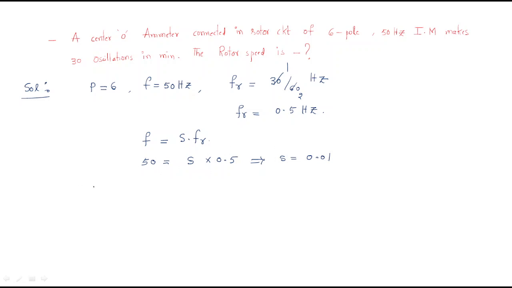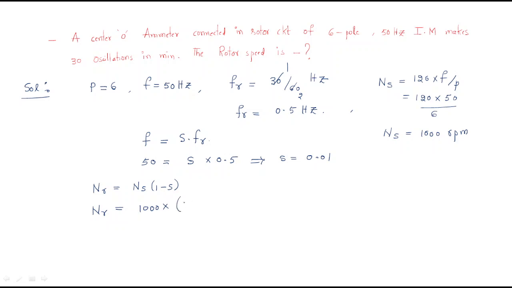So by using this we can write the speed value, Nr equal to Ns into (1 minus s). We don't know the synchronous speed. Ns is 120 f by P. Here f is the supply frequency, 50, by the number of poles, given as 6 poles, so Ns equal to 1000 rpm. Just substitute these values. Here the rotor speed equals 1000 into (1 minus 0.01). From this we can write the rotor speed Nr equal to 990 rpm.